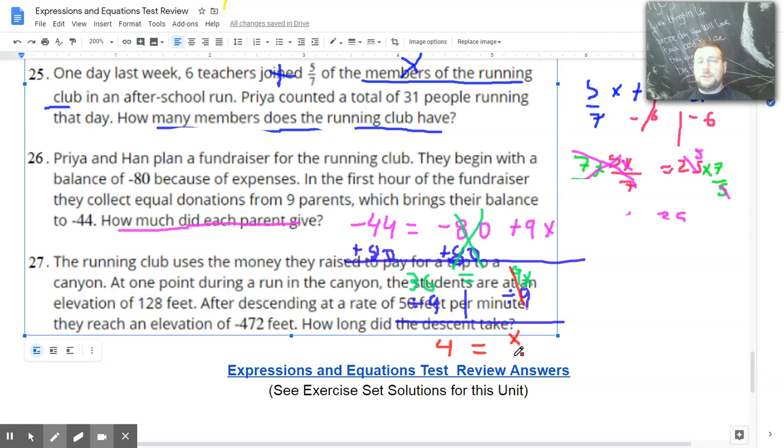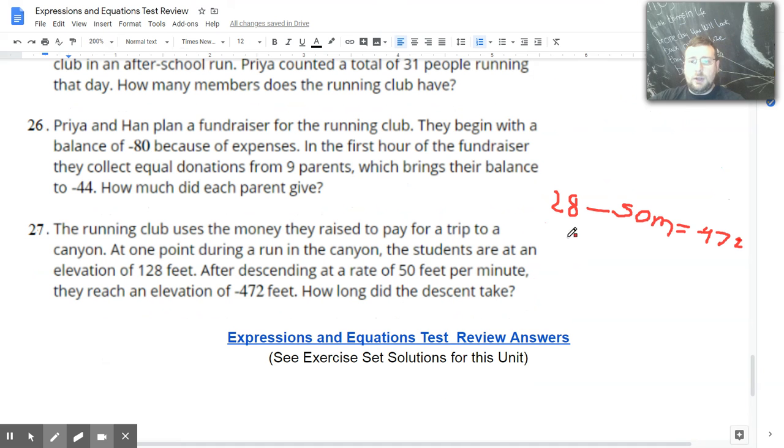And so I've done 3 of these problems with you, and there is one left over here. Let me clear the screen so you can see it. And on this one, you started at a depth of 128 feet, but then you go down, so that's why it's negative, at a rate of 50 feet per minute, and then you end up at negative 472 feet. So that could be an expression to represent that problem, and then you can just use your skills at solving equations to try to solve that. You can pause before I review the solution.